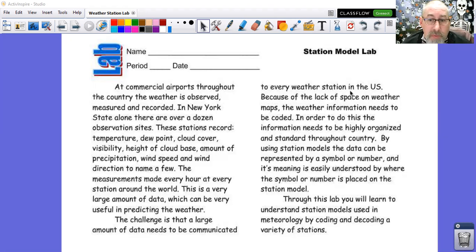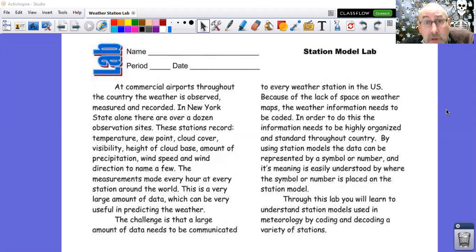The challenge is that a large amount of data needs to be communicated to every weather station in the United States. Because of the lack of space on weather maps, the weather information needs to be coded. In order to do this, the information needs to be highly organized and a standard throughout the country. By using station models, the data can be represented by a symbol or a number, and its meaning is easily understood by where the symbol or number is placed on the station model. Through this lab, you will learn to understand station models used in meteorology by coding and decoding a variety of stations. So this is kind of like the SI units of weather.